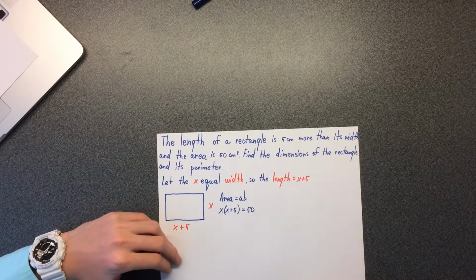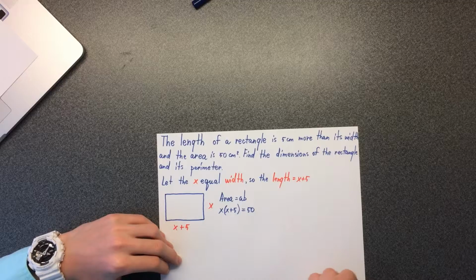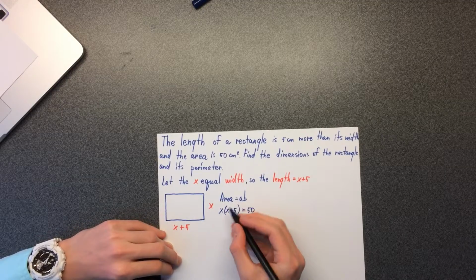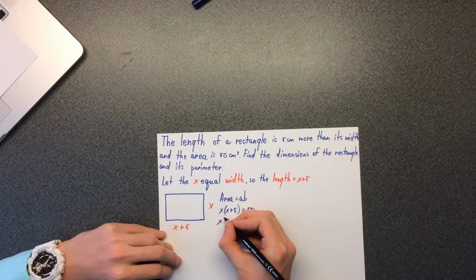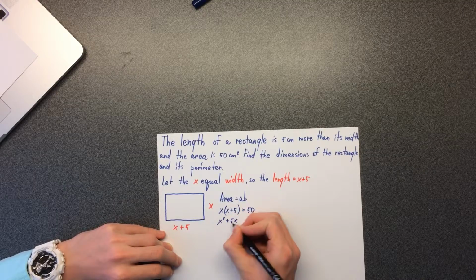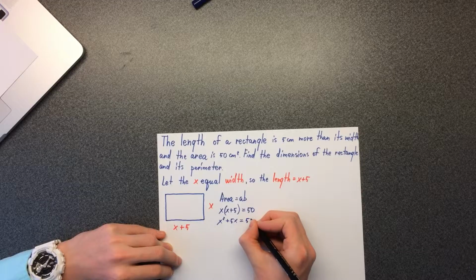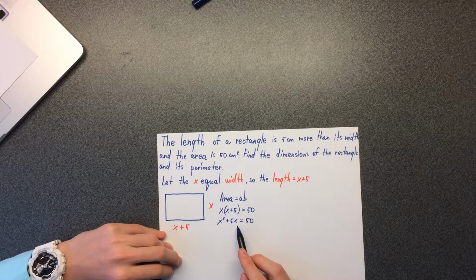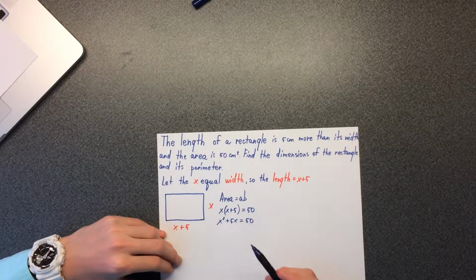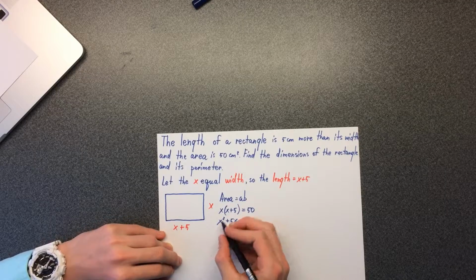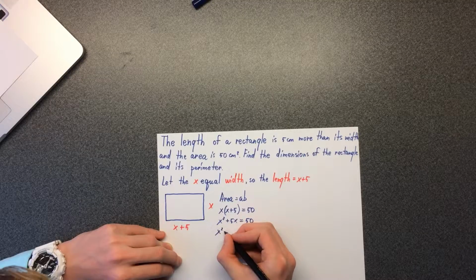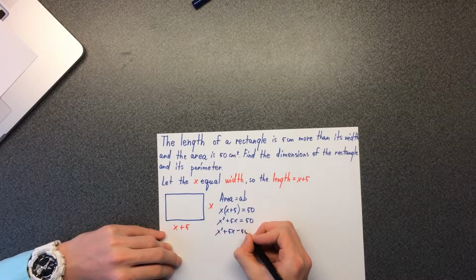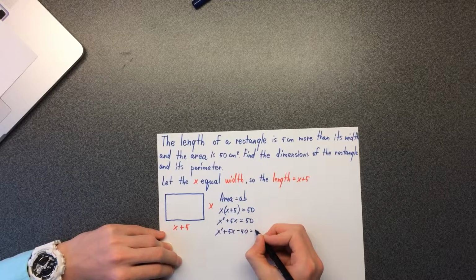Now after we made the equation, we can solve it. I multiply x by x and x by 5, so it will be x squared plus 5x equals 50. Then I put 50 on the other side to make the equation I could solve. So it will look like x squared plus 5x minus 50 equals 0.